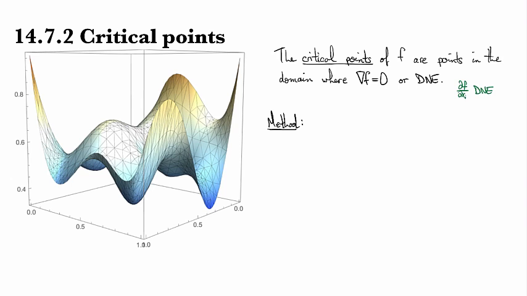is that we're going to find critical points using the first derivative test. So in other words, we're going to be using the gradient, and then we're going to classify those points we get.